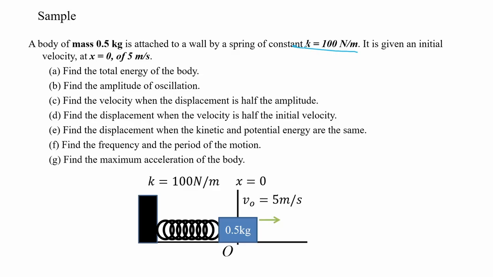Letter F, find the frequency and the period of the motion. Letter G, find the maximum acceleration of the body. Here we see a drawing of the problem. We examine that x equal to 0 would be at its maximum speed.